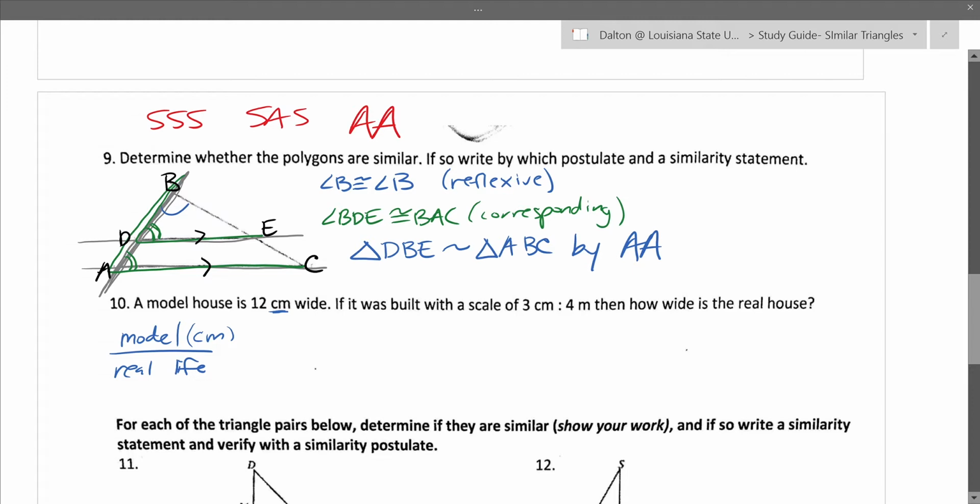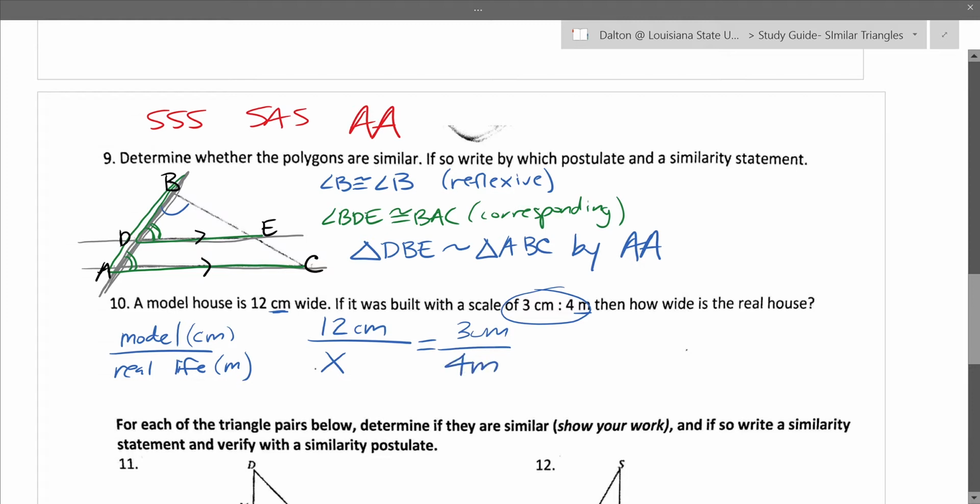In real life, notice over here, that's where the scale comes into play. Centimeters is going to be the model. So that means in real life, we're referring to meters. So if we're trying to set up the proportion that way, the model house is 12 centimeters wide. The question is, how wide is the real house? So that's the model compared to the real house. I don't know what that is. That's why I'm calling that x. That ratio is going to equal the scale. So the scale of the model is this right here. That's going to be 3 centimeters to 4 meters.